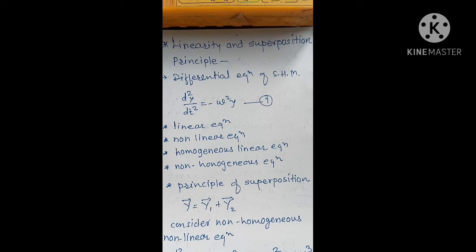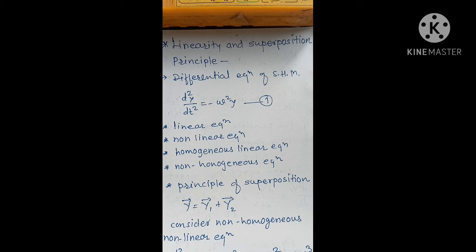Now in any simple harmonic motion there is a restoring force. That restoring force depends only on displacement y and does not contain higher order terms like y square, y cube, etc. Therefore, such equations are called linear equations. So, if we observe this equation, it is an example of a linear equation.